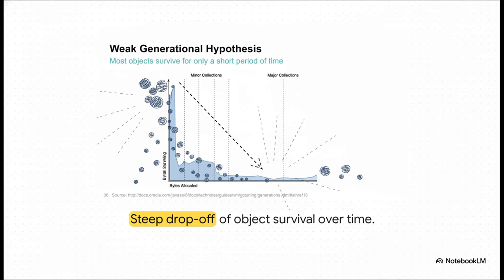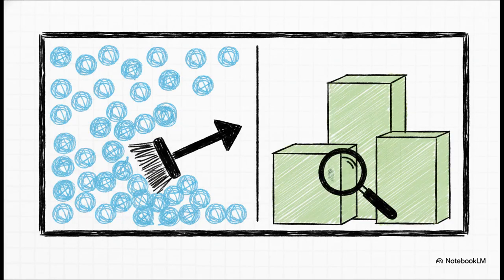And this brilliantly illustrates that exact idea. Notice that incredibly steep drop-off of object survival over time. Almost immediately after being instantiated, the vast majority of objects just become completely obsolete and drop out of use. Only a tiny fraction of them ever survive long enough to make it into the major collections phase. Because the JVM designers knew about this massive drop-off, they decided to physically split the heap memory into generations.